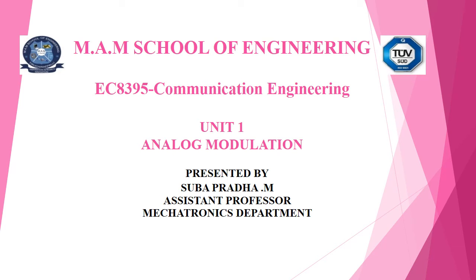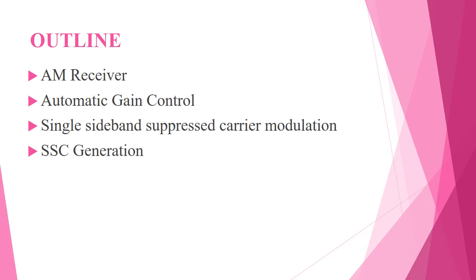Good morning everyone. We are going to see about analog modulation, unit 1 for communication engineering, the continuation part. The outline of this presentation is: first, the AM receiver; next, automatic gain control; the third one is single sideband suppressed carrier modulation; and the last one is SSB generation.